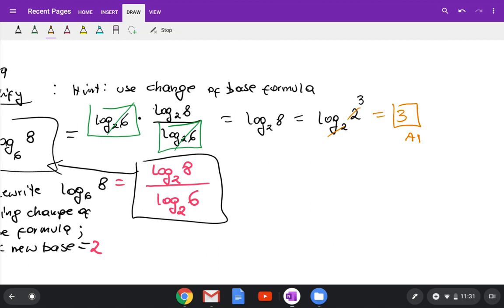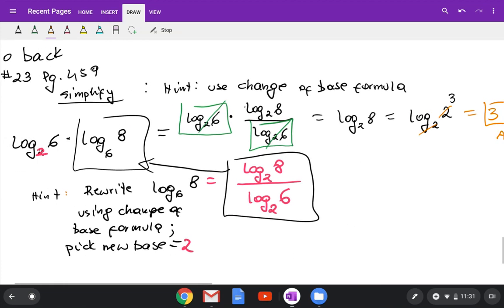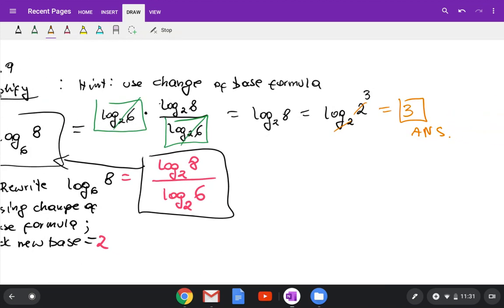That's the answer. Okay, that's it from section 6.5.